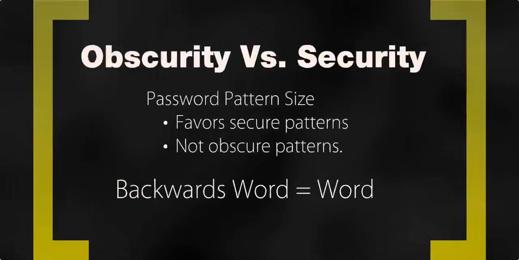And I wanted to throw in a little thing here. We always talk about in security the obscurity versus security. Password pattern size, if it's large, that is more security than obscurity. But if you have an obscure pattern, like a word spelled backwards, it might be really obscure in that crackers probably don't do a lot of backwards words, but the size of it is not large. If they knew that was your pattern, it would be really easy to crack.